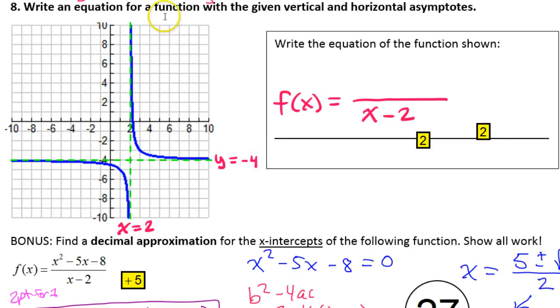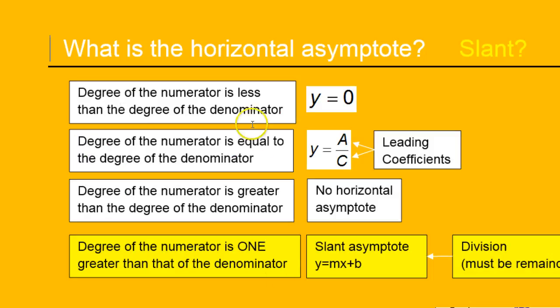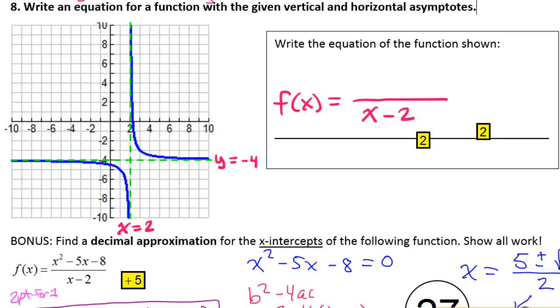So we need to use these rules to guide us to having a horizontal asymptote of y equals negative 4. One way to do that would be to use the situation where the degree of the numerator is equal to the degree of the denominator. Notice that the degree of the denominator is 1, because this is like having x to the 1 power. So if I put an x up here, then that makes this degree 1 as well. So now the degrees are equal. Right now, the way I have it, the horizontal asymptote would be y equals 1.